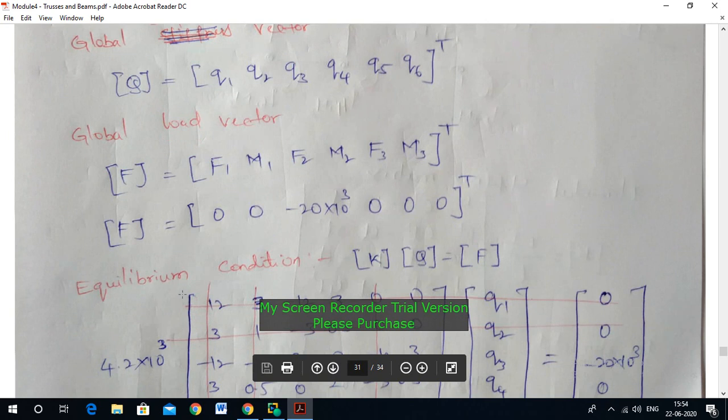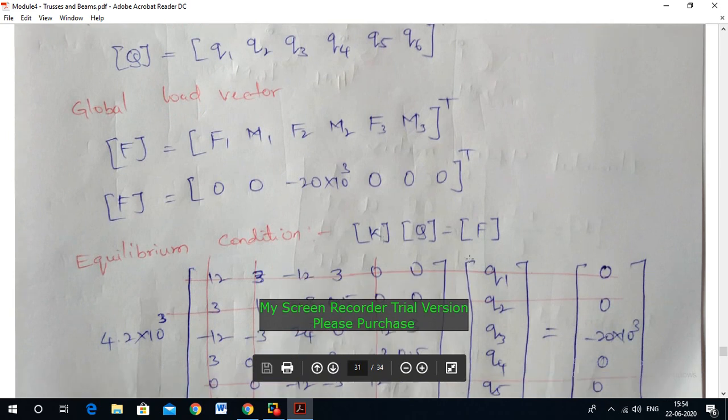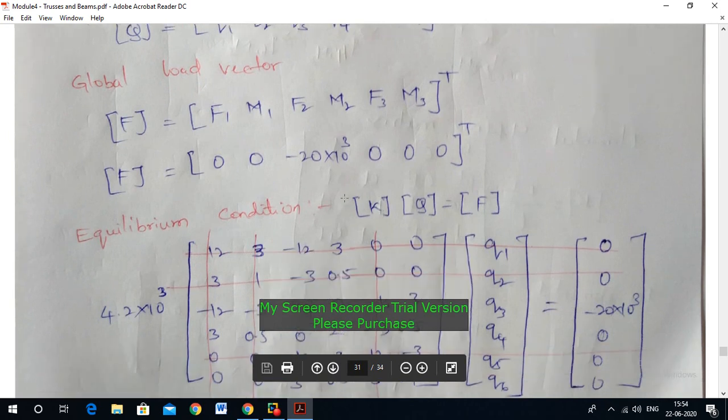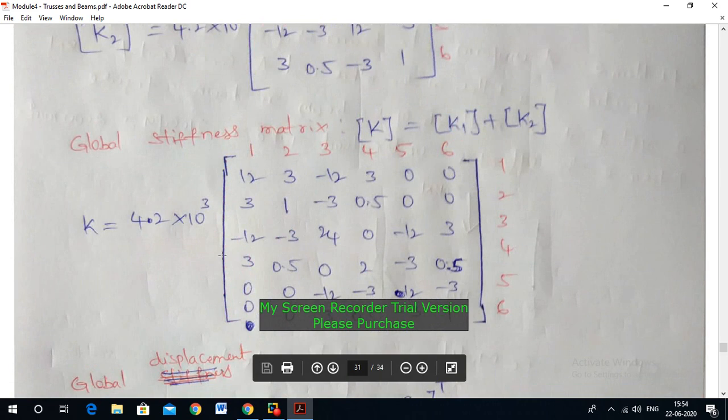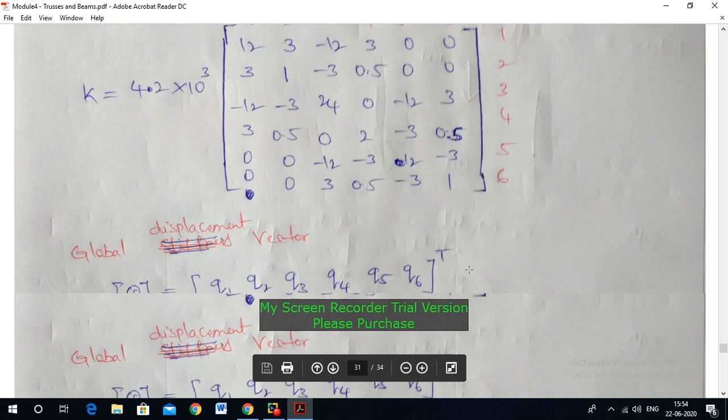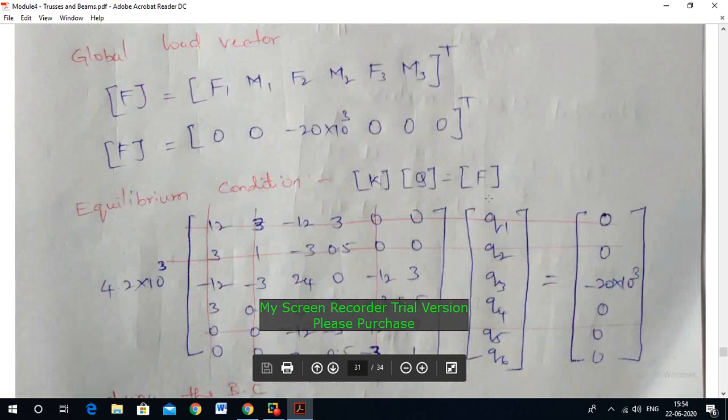And next, the equilibrium equation condition KQ is equal to F. K is the global stiffness matrix. Copy the same global stiffness matrix, that is 4.2 into 10 power 3, and this whole symmetric matrix here. And Q is the nodal displacement vector Q1, Q2, Q3, Q4, Q5, Q6, and the force vector is as it is: 0, 0, minus 12, minus 20 into 10 power 3, 0, 0, 0.